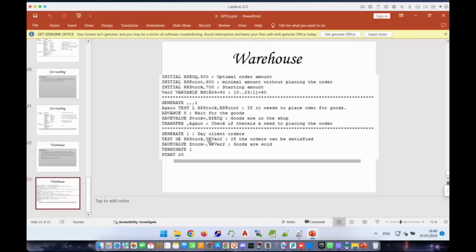In this case, the implementation right here is a bit incorrect, but let me show you the essence of this. So we have 20 days. Here by the generate, we generate another day. So we find out if we have enough of the products to fulfill the customer needs. And if we have enough, then we are selling those products. And as you can see, by the terminate we end the day. We have start 20, so it means that we have 20 days.